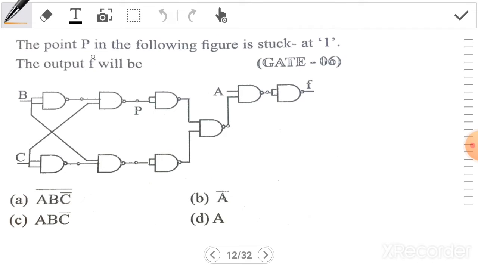The point P in the following figure is stuck at 1. Okay, so here P is stuck at 1, the output F will be. So P is 1, these are NAND gates. So we have only NAND gates. So let's draw the truth table for NAND gates.